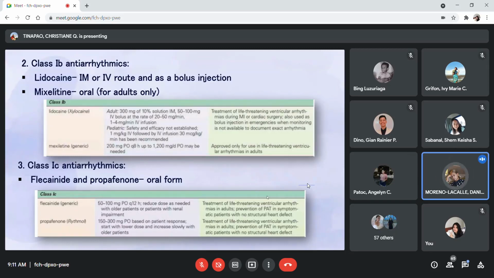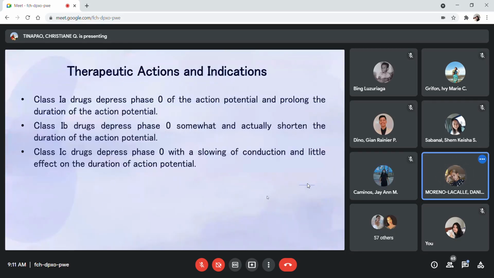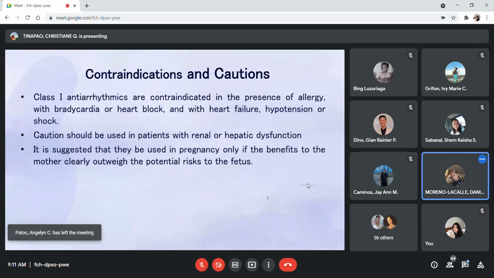Next slide, please. And then, okay, next slide, please. Okay, the contraindications and cautions. These are contraindicated in the presence of allergy, and with bradycardia and heart block, unless an artificial pacemaker is in place. Caution should be used in patients with renal or hepatic dysfunction.